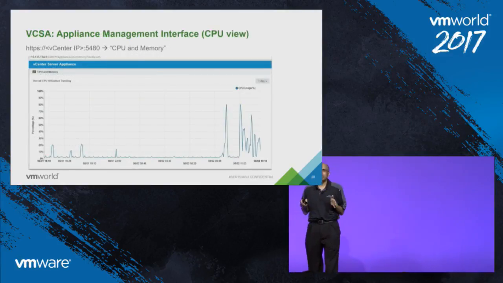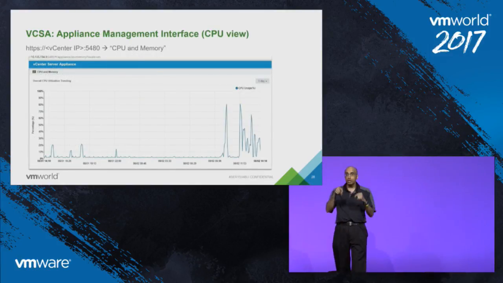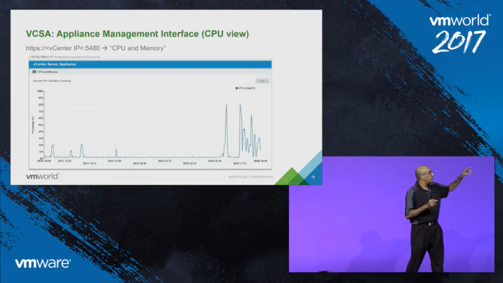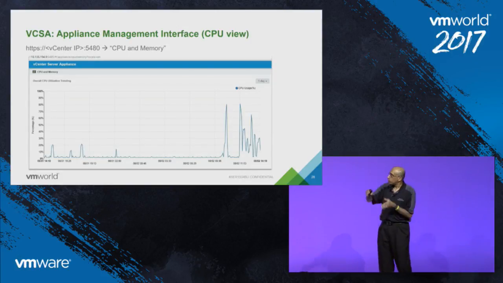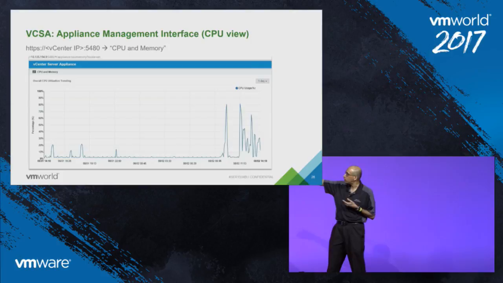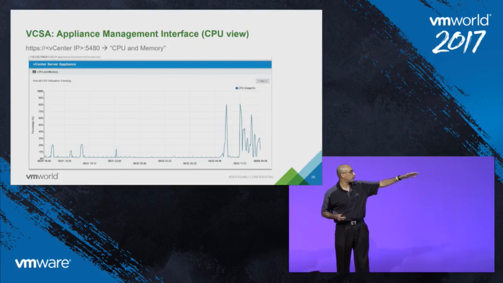Okay, now how do you measure this kind of stuff? In the appliance, it's new in 6.5. We now have this very nice management interface, and if you go to port 5480, you can see a whole bunch of different things. I'm going to focus on the CPU and memory tab. And what you can see here, I'm focusing on CPU. You can see CPU starts to spike at the very end.